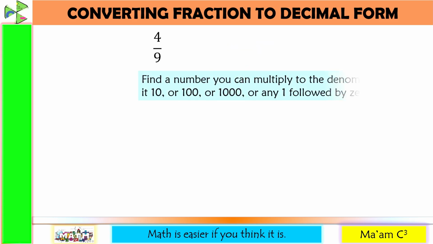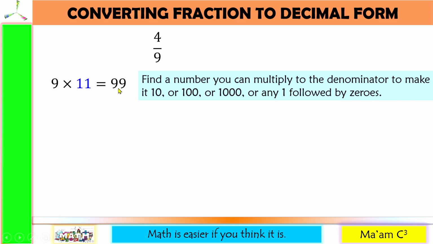Last one. Again, let us find a number that we can multiply by the denominator to make it 10, 100, or 1000, or any one followed by zeros. Unfortunately, we cannot find a number that will do that. What we will do is to find a number that we can multiply by 9 to make it closest to 10, 100, 1000, or any one followed by zeros. So I can multiply 9 by 11 to make it 99. This is the closest number to 100.